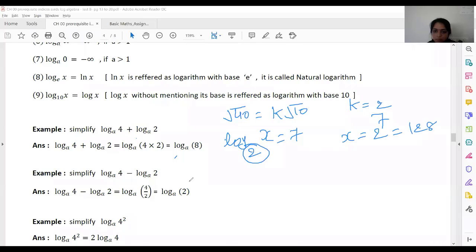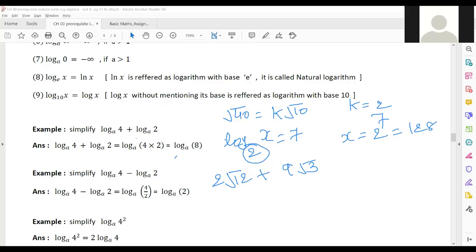Very good. Please give me the answer of 2 root 12 plus 9 root 3. 13 root 3. Okay.